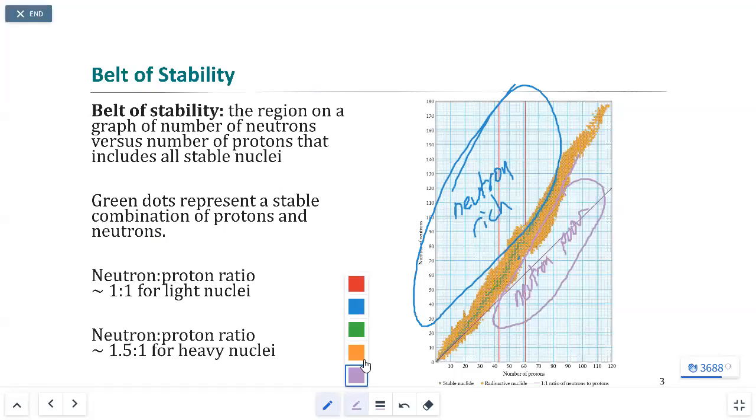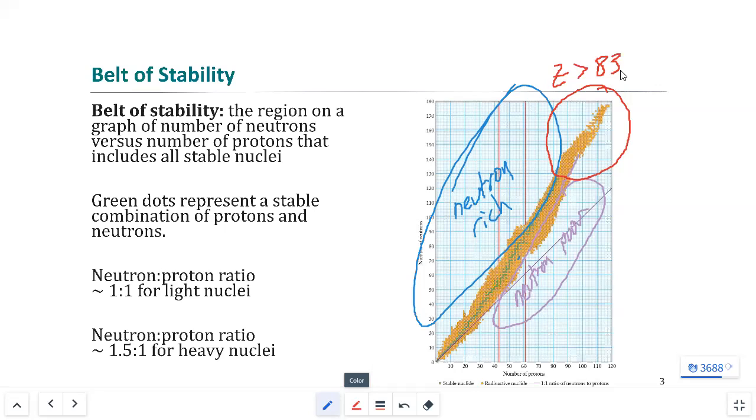But what about those that are up here? If our atomic number is greater than 83, 83 being bismuth, bismuth is the last known element that has stable isotopes. After bismuth, all of the elements are radioactive and unstable in some kind of way, even if they occur naturally.